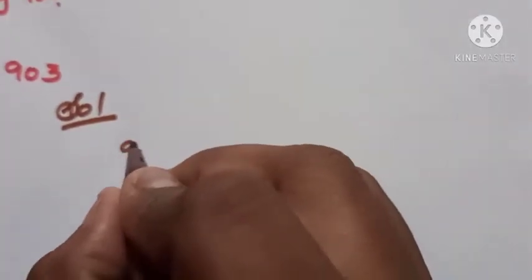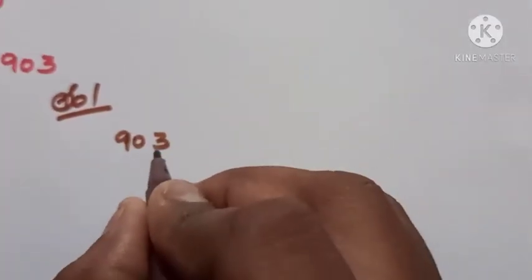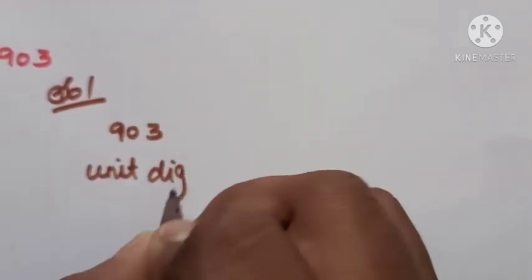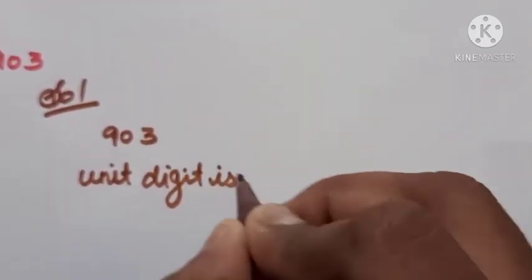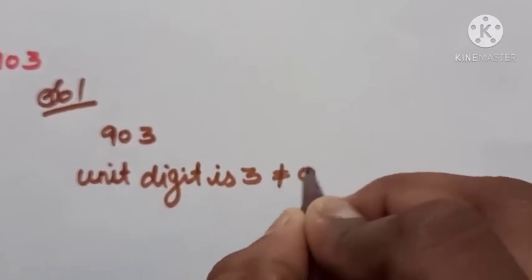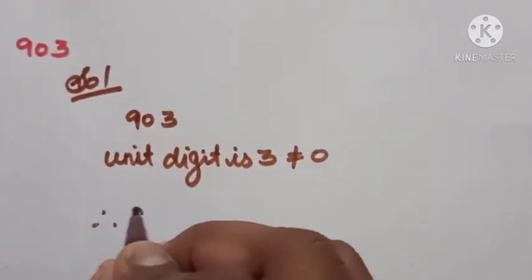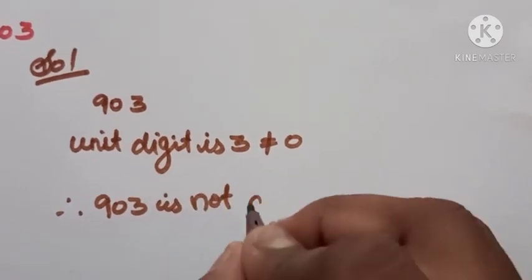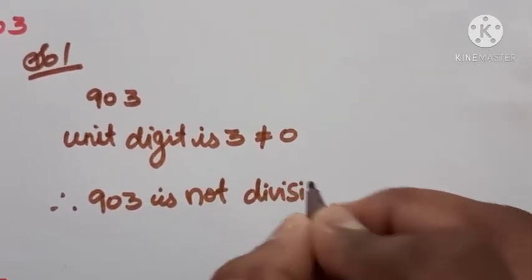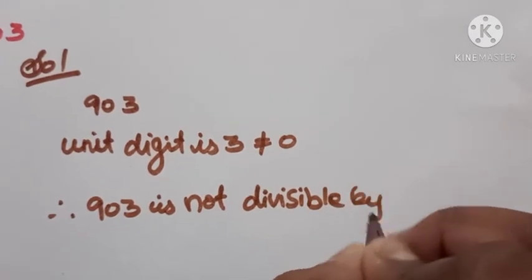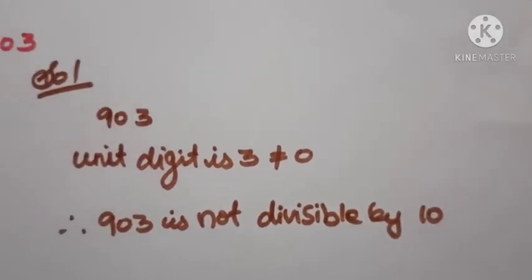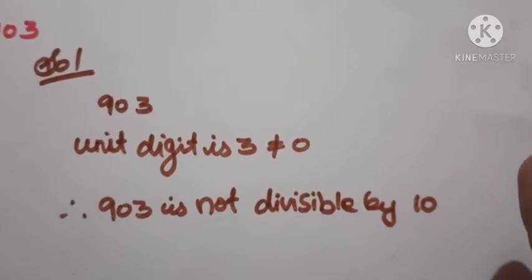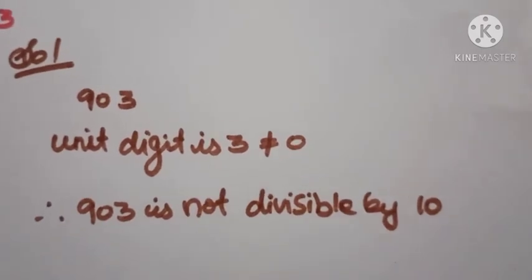903. So here, what is the unit digit? The unit digit is 3. This is not equal to 0. Therefore 903 is not divisible by 10, because the divisibility rule of 10 is that the unit digit of a number is 0 only. A number ends with 0 only.